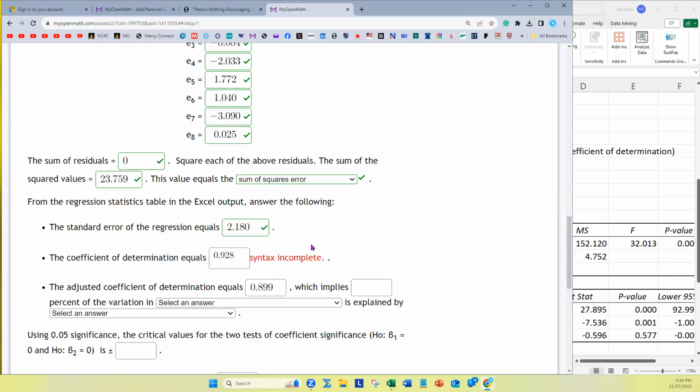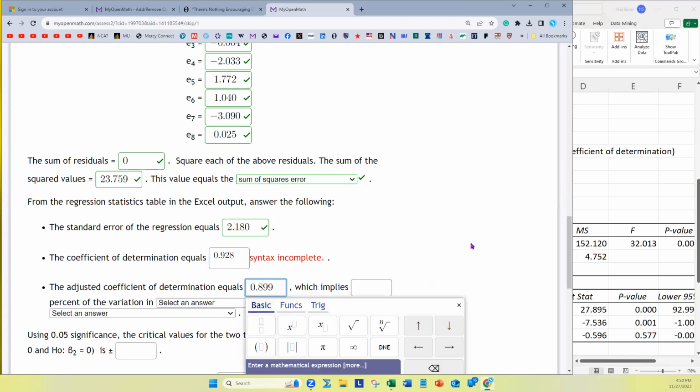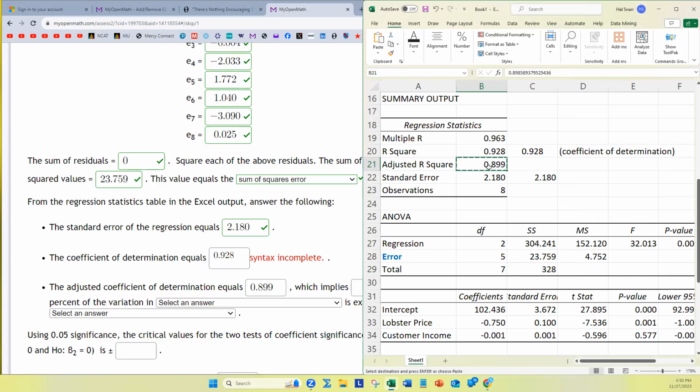You put in the wrong number right here. No, oh, wait, sorry. Yeah, you have to be really careful when you copy and paste from Excel to MyOpenMath. Sometimes you'll end up in the wrong box, right?